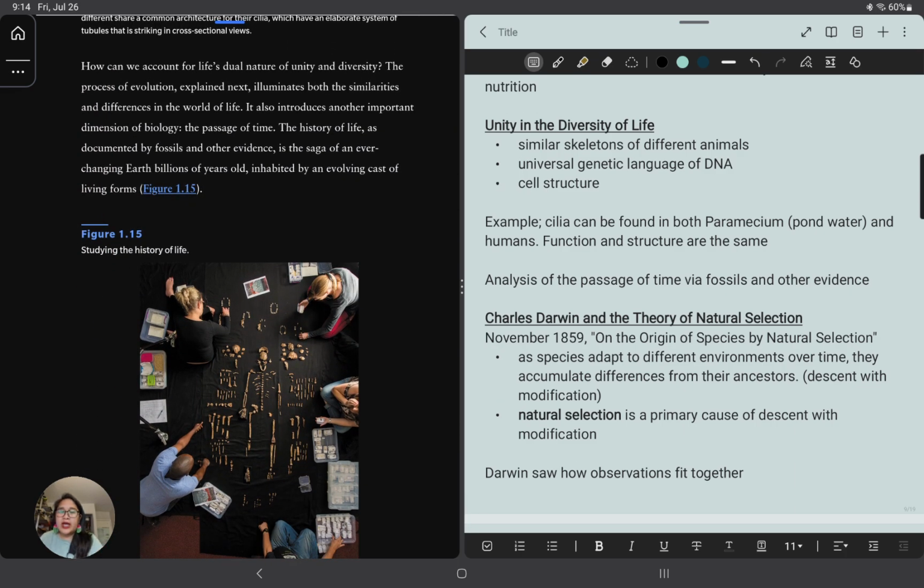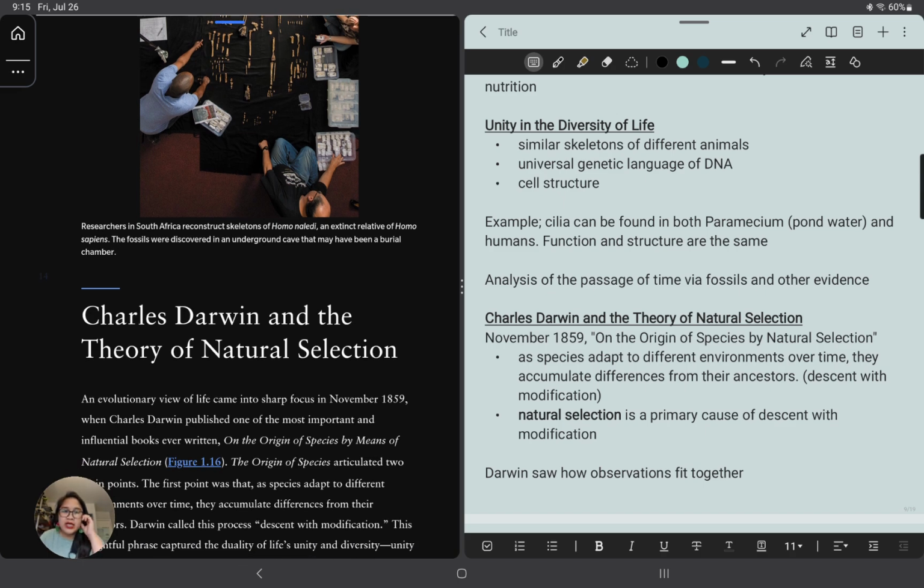How can we account for life's dual nature of unity and diversity? The process of evolution, explained next, illuminates both the similarities and differences in the world of life. It also introduces another important dimension of biology, the passage of time. The history of life, as documented by fossils and other evidence, is the saga of an ever-changing Earth billions of years old, inhabited by an evolving cast of living forms.